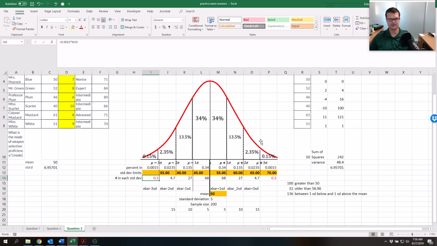They forget because they're like, oh, it goes right to there, but that's only 99.7% of the data. Don't forget the last 0.3% of the data. So that is how you do the last question.